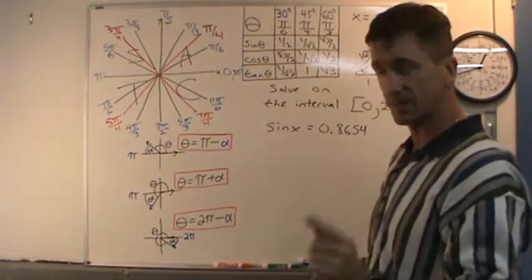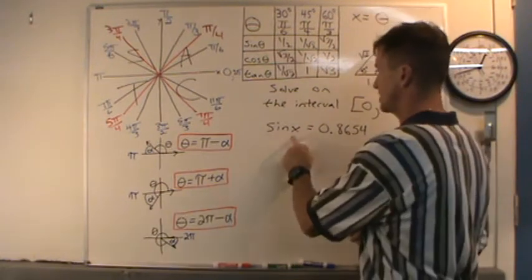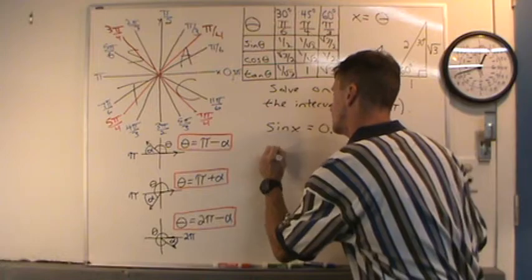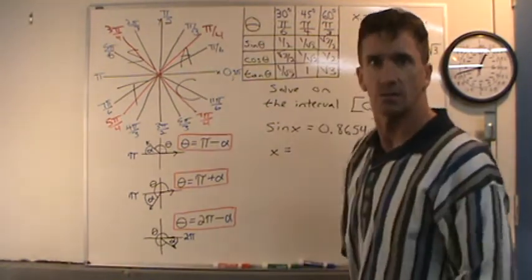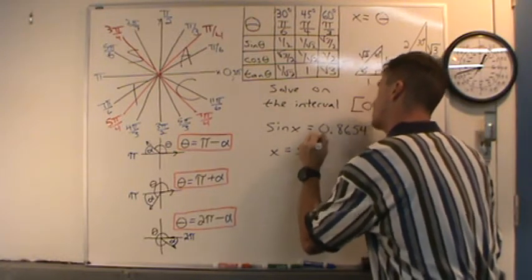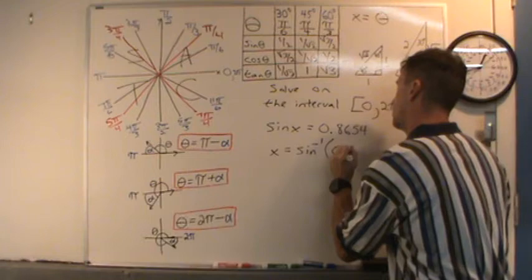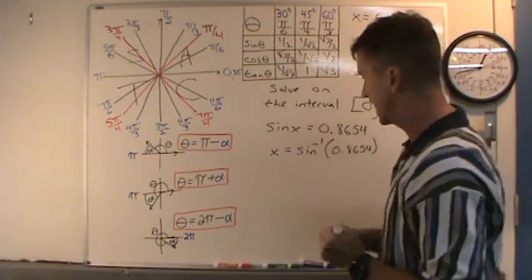Okay, so to begin with, remember, x is like a theta, like an angle. So to find this on a calculator, find one solution. To find that acute angle, that would be in the first quadrant, the reference angle, x equals inverse sine of 0.8654. I have to hit this on a calculator.